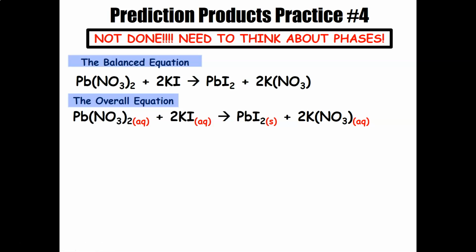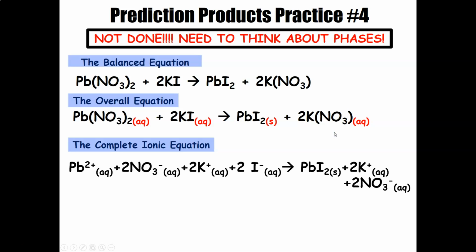Now let's write our complete ionic equation. Anything that's aqueous will break apart. Anything that's solid will stay together. Well, I'm going to have 1 lead ion. I'm going to have 2 of these nitrates. I'm going to have 2 potassiums. And I'm going to have 2 iodides. This stays together. Now I'm going to have 2 potassiums over here. And I'm going to have 2 nitrates.